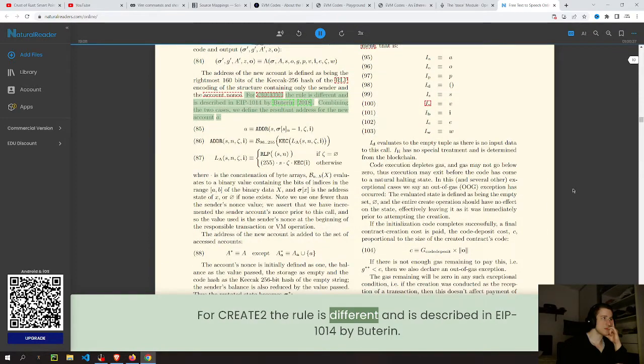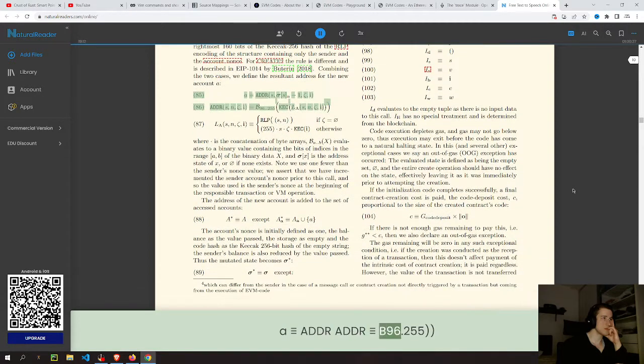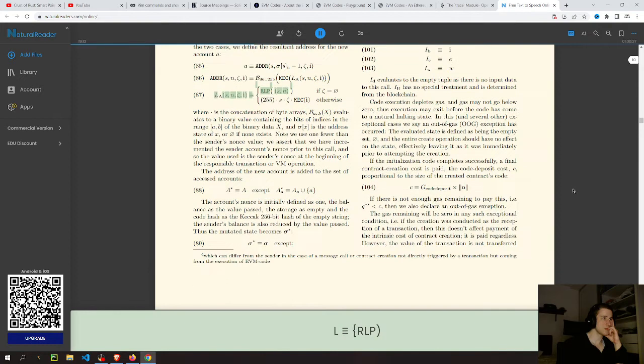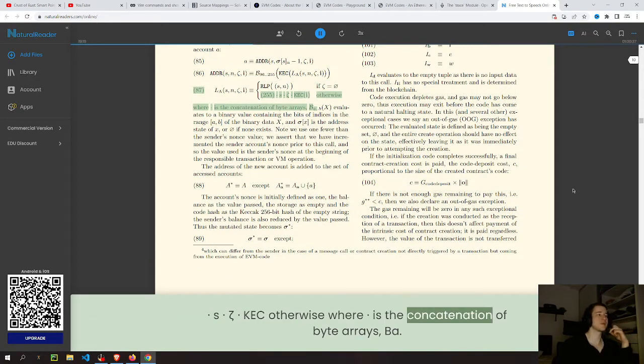For create2, the rule is different and is described in EIP 1014 by Buterin. Combining the two cases, we define the resultant address for the new account A address, B 96 to 255, of the RLP, if zeta equals the empty set, and of the concatenation of byte arrays otherwise, where is the concatenation of byte arrays.